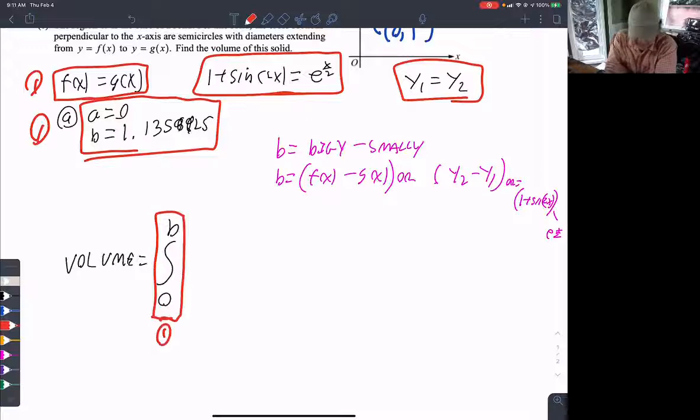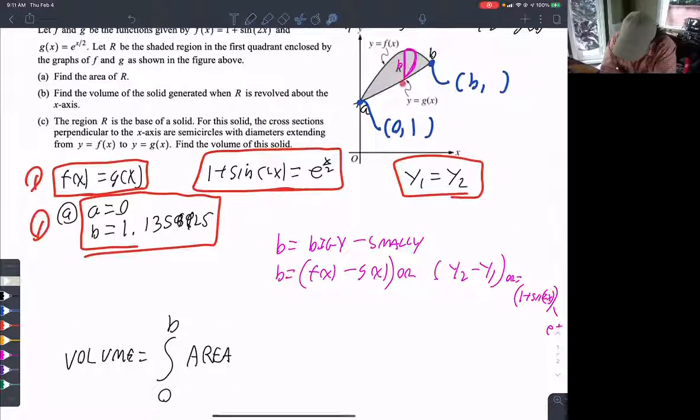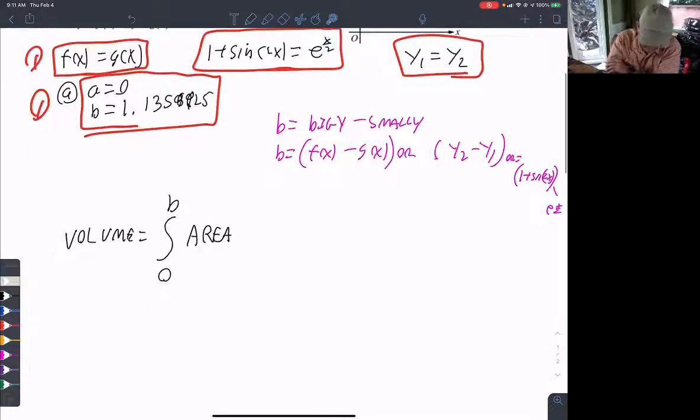Okay, I probably shouldn't have done that yet. Let me wait till I get the final. So you know it's the area of the shape times the thickness, and the thickness here is left and right. That's a change in x. So that thickness will be dx.